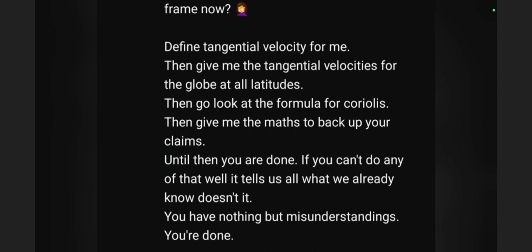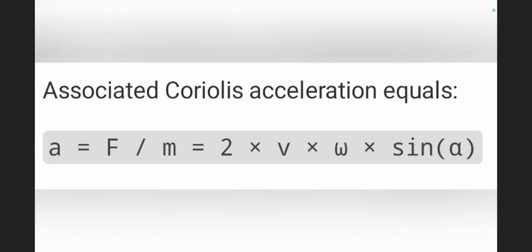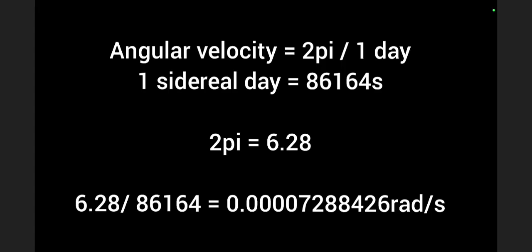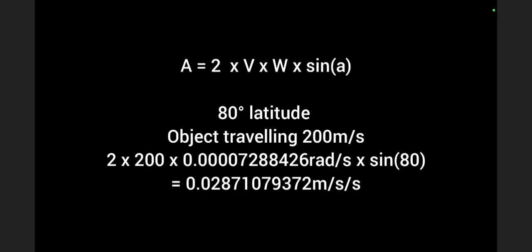If you can't do any of that, well, it tells us what we already know, doesn't it? You have nothing but misunderstandings. You're done. Do you think he ever did any of these things? No, of course he didn't. So here is the formula for Coriolis acceleration. The angular velocity of Earth is 2 pi divided by 1 day. One sidereal day equals 86,164 seconds. 2 pi equals 6.28. 6.28 divided by 86,164 equals 0.00007288426 radians per second. So here is the formula for the acceleration due to Coriolis again.